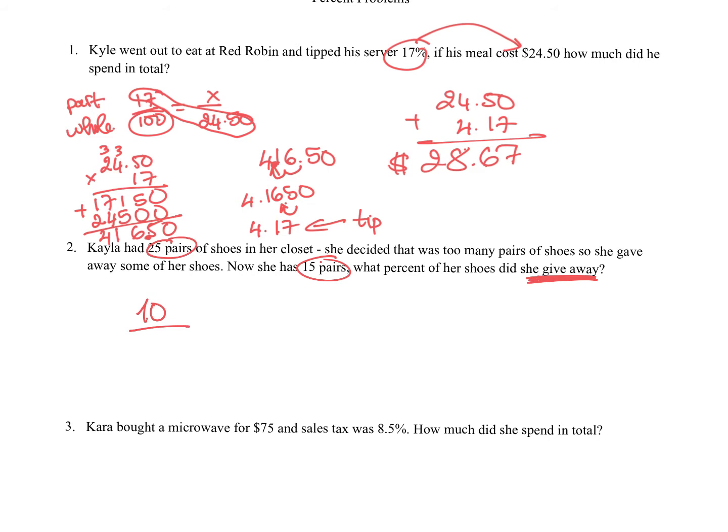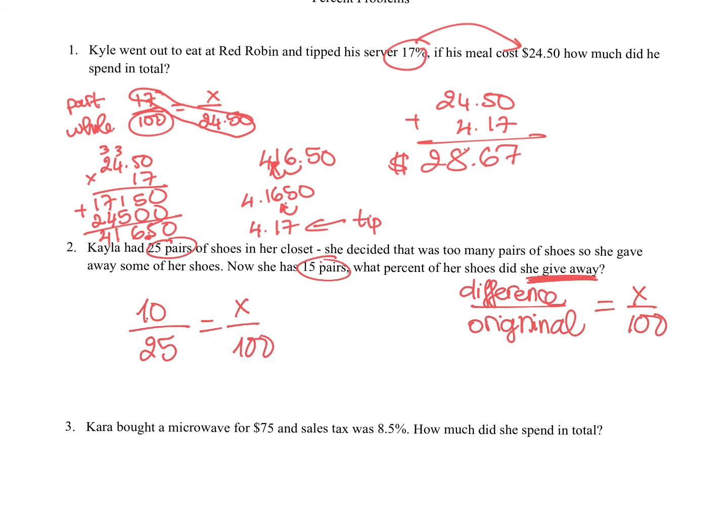So we have the formula, difference over original, equals x out of 100. So 10 out of the original, which is 25 pairs. So we have 10 out of 25 equals x out of 100. Then you can cross multiply and divide.